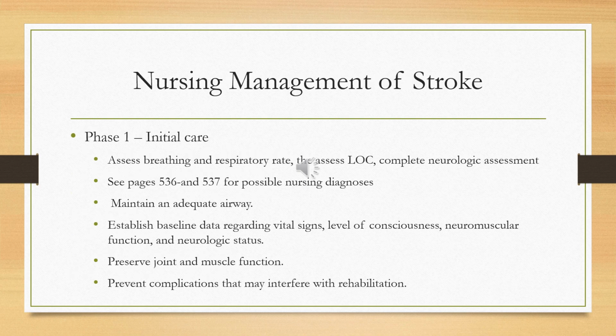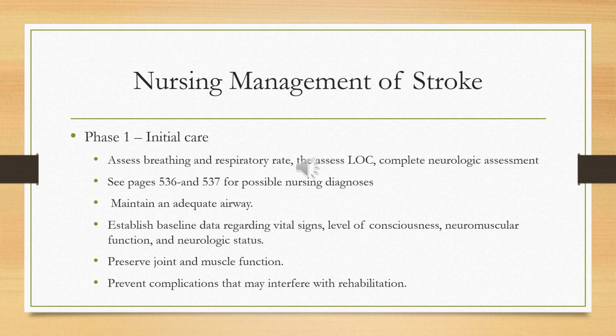So in the initial phase 1 of our stroke, always thinking airway, right? Because if this is the initial phase, we want to make sure we maintain their airway. So we're going to monitor their breathing, their respiratory rate, their level of consciousness, right? Because we said if their level of consciousness is decreasing, then their condition is likely worsening. Especially if it's a hemorrhagic stroke, their intracranial pressure may be increasing if their level of consciousness is decreasing, remember. You want to do those neurologic assessments on that patient as well.